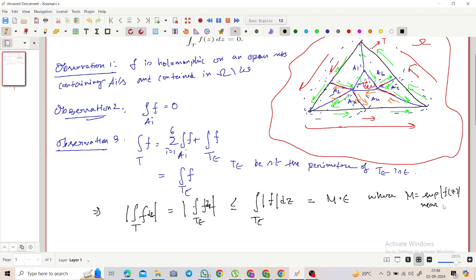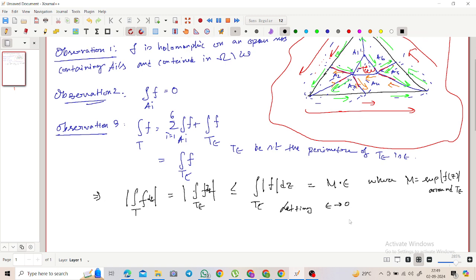near around T epsilon. Okay. Because f is bounded near omega, we can do this. Now, letting epsilon tend to 0, because epsilon can be as small as possible, right? We get, okay.